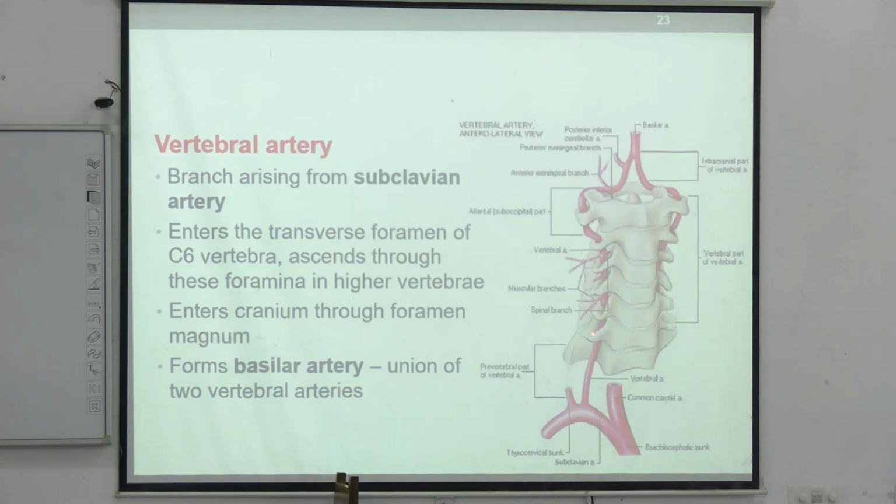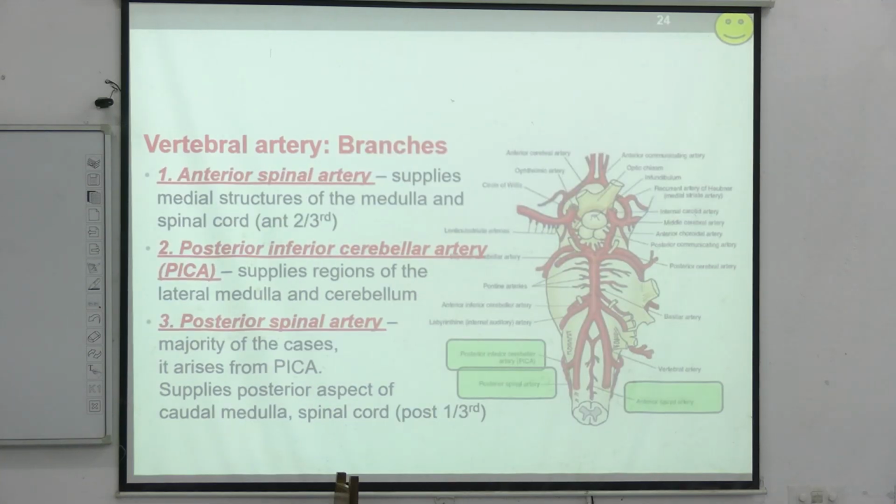The vertebral artery enters through which foramen? That is an MCQ they ask about. Through the transverse foramen, it enters the vertebral channel, and after that, the vertebral arteries form a common artery, which we call the basilar artery. What happens to the basilar artery? It splits into two terminal branches, which we call the posterior cerebral arteries. So, this is what we have to know.